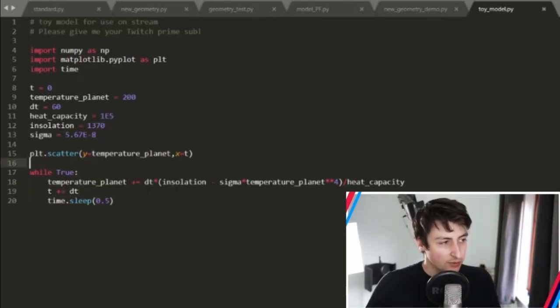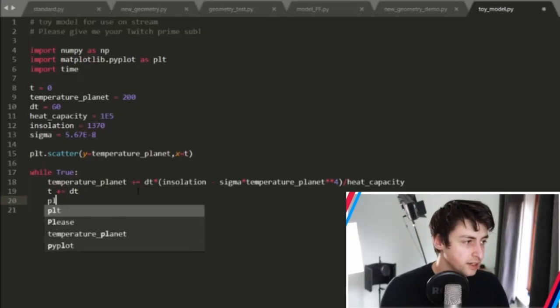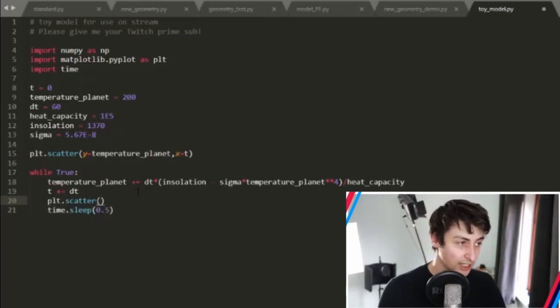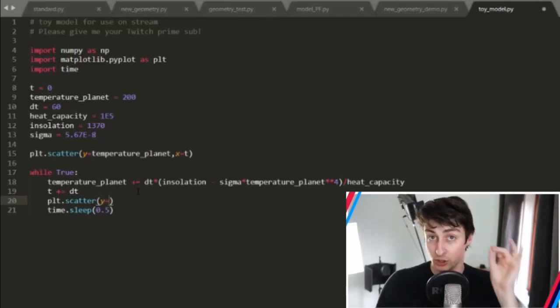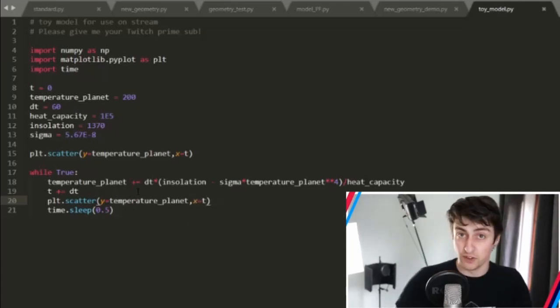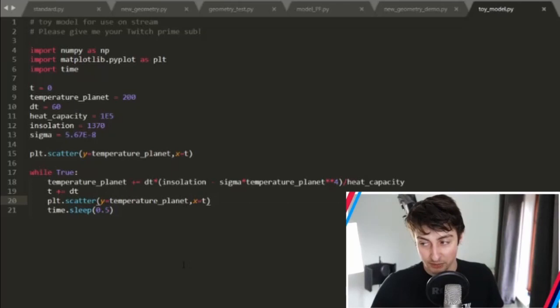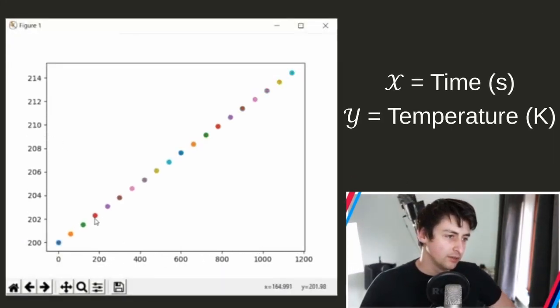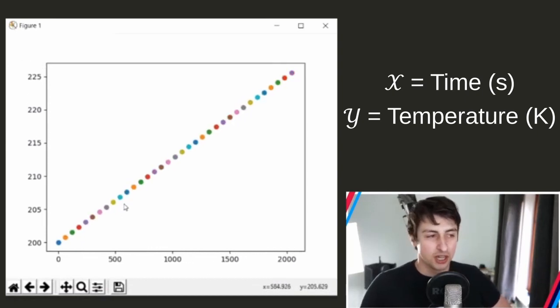And so what this is saying is that we're going to scatter a plot, just literally do one single scatter point with this new temperature, but the X value is going to be the new value of T with the delta T added onto it. And now, if we do this, it's going to cycle through the colors, naturally.